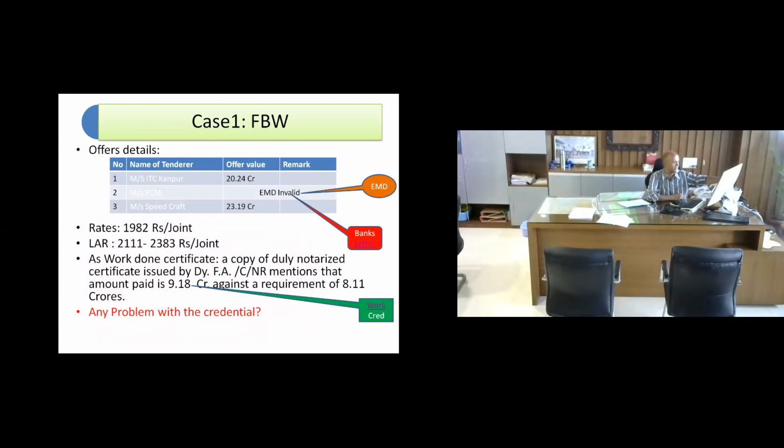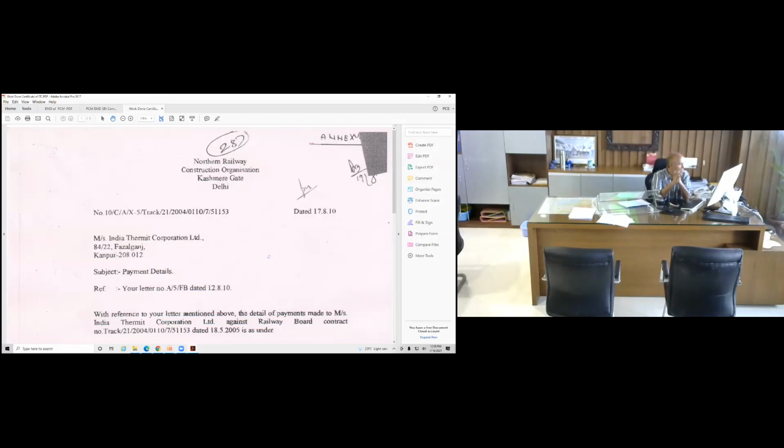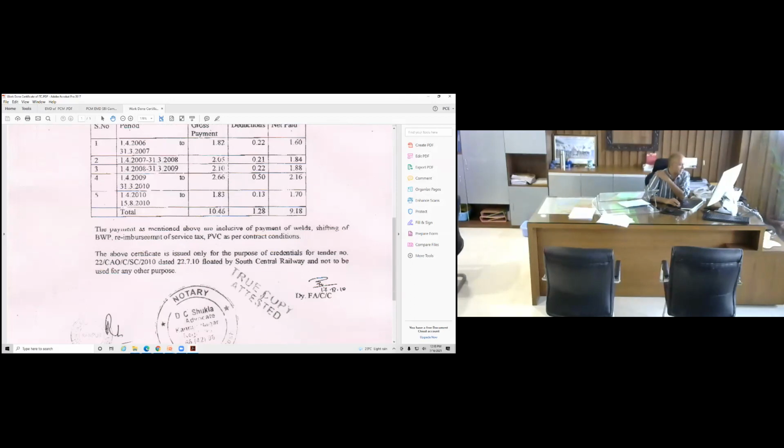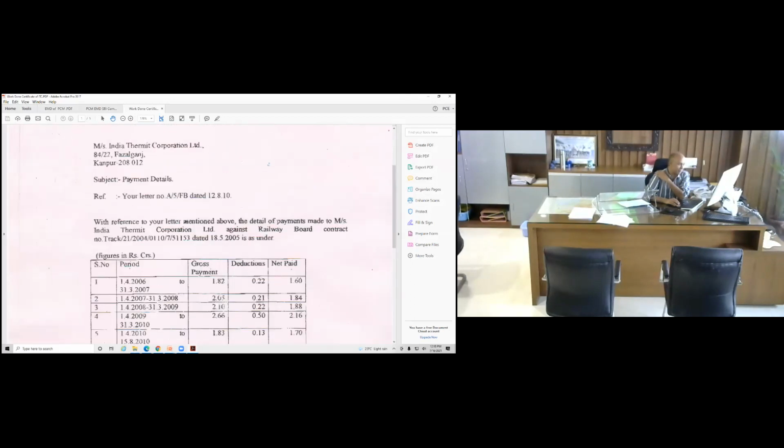Then the second item is the work done credential. Normally, the moment a work done credential is talked about, we have in mind that it should be signed by the executive authority, because they are the ones getting the work executed, and they should issue the certificate. So this was the work done credential submitted by ITC Kanpur, the lowest tender, along with the tender.